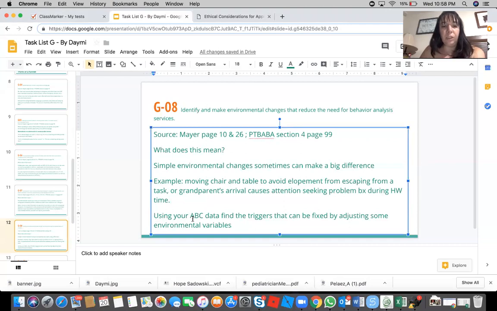Another thing on this section is using your ABC data to find the triggers that can be fixed by adjusting some environmental variables. So that's basically the same thing. Just this specifically is that the ABC data is going to help you find those patterns of behavior that trigger this environmental change. So if you see, oh, grandma's coming every day at 3 o'clock, maybe we should tell grandma to come at 4 because Johnny takes an hour to do homework every day. Okay. So I've been seeing this every week. Every session that I go on, let's say I go on Friday, and every Friday grandma goes over, well, maybe grandma should go over on Saturday, or maybe she should go over at 4 o'clock instead of 3, you know, things like that. Those are all hypothetical names, by the way.